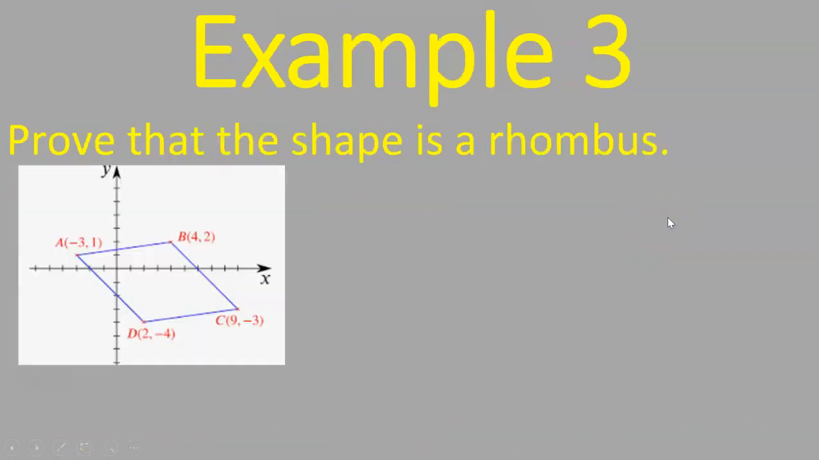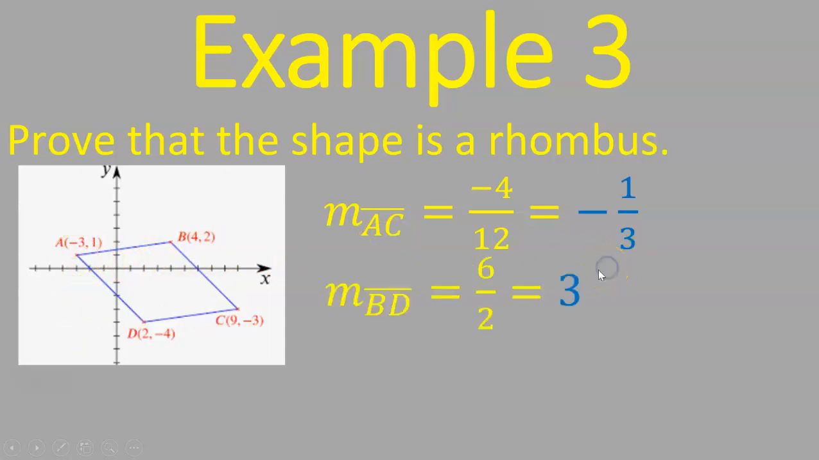Okay, so here's a rhombus that's already plotted. If we find the segment AC, again, we're just going to count here from this point forward. So down 4 over 12, we have a negative 1/3 slope there. And then for BD is 6/2. So again, notice we're going for the diagonals this time, not the sides. Going for opposite corners here. Okay, so negative 1/3 and 3.